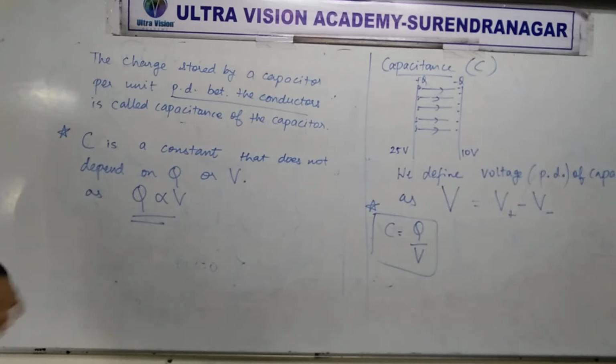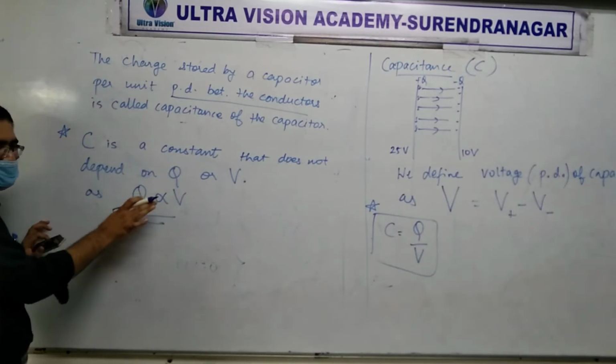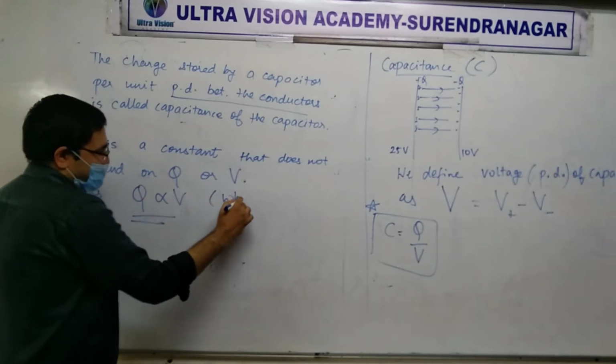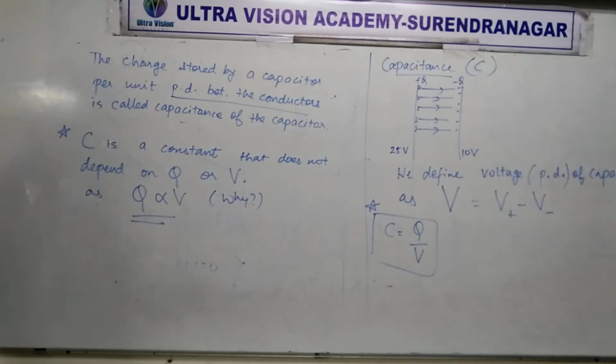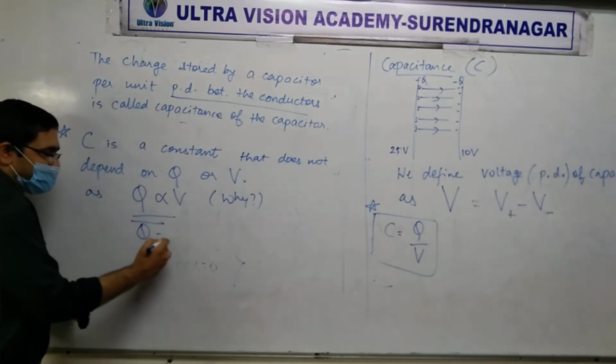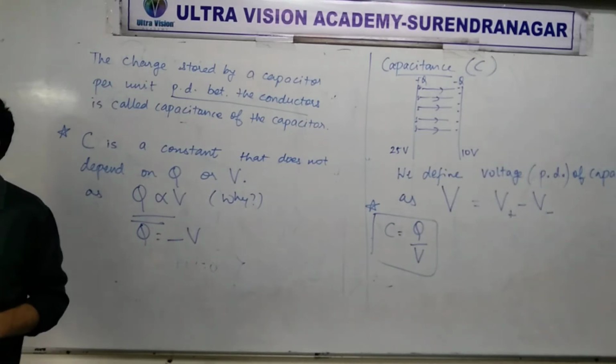Always. Obviously, write it the other way around. Q proportional to V, start with that. Why this happens, you will understand later automatically, right? When we derive something. Q is proportional to V, so when you remove the proportionality you have to write a constant. That constant is nothing but C. Did you understand? That constant is nothing but capacitance.